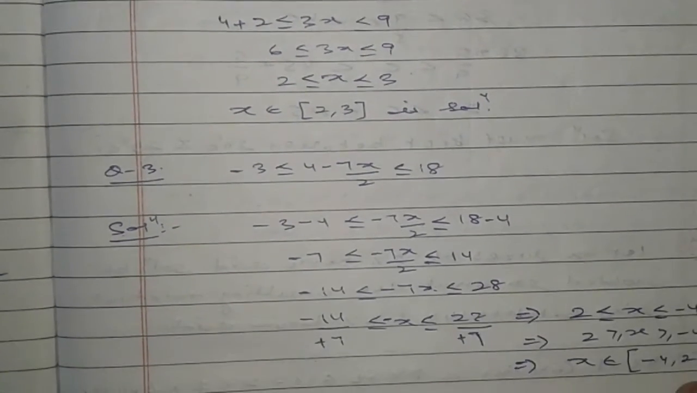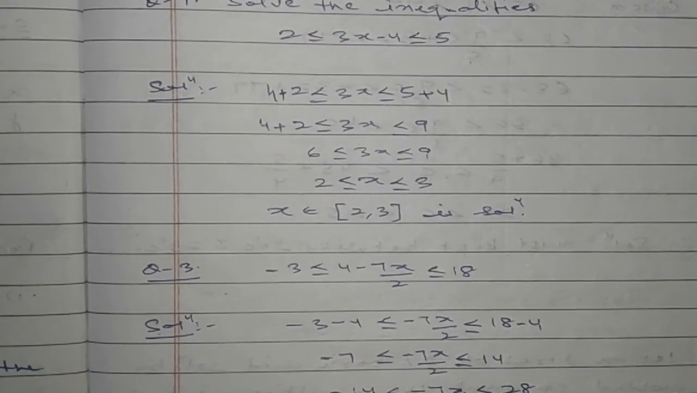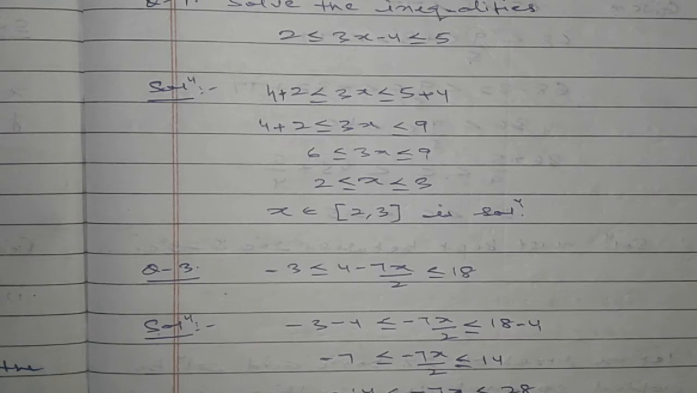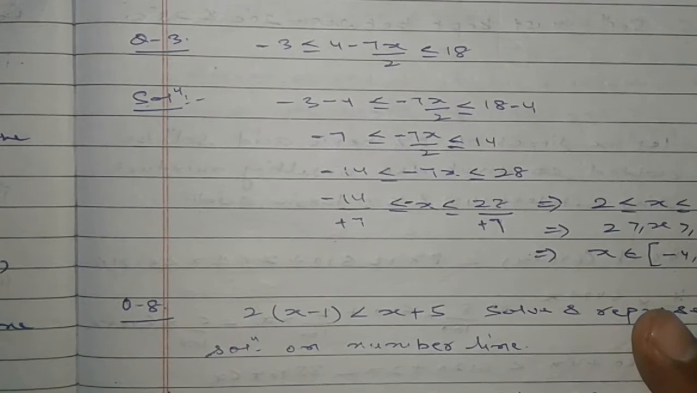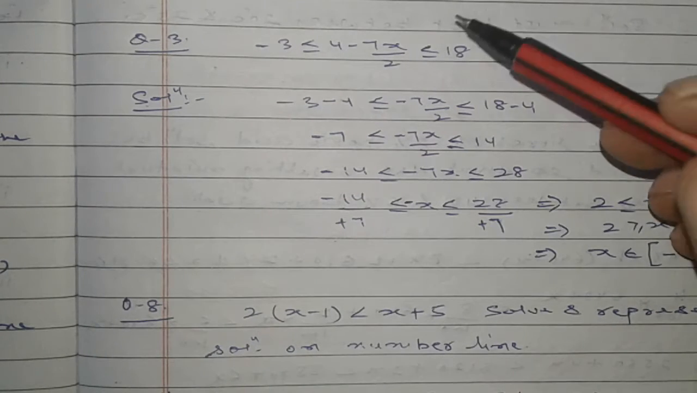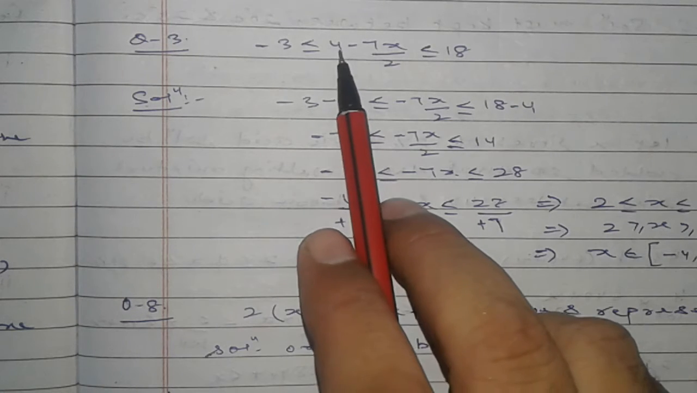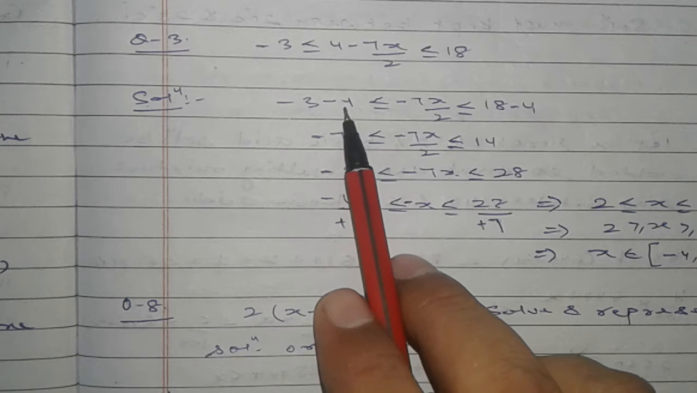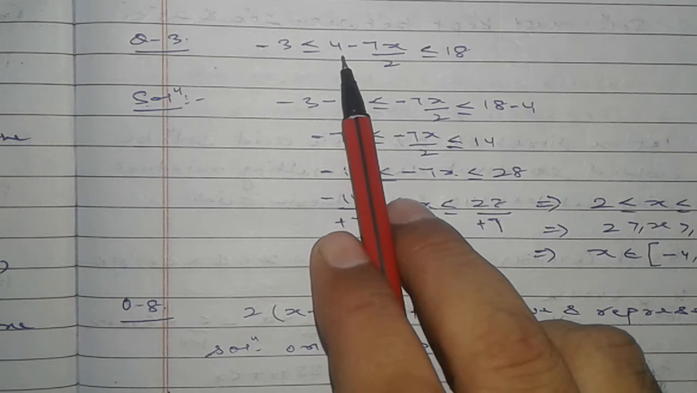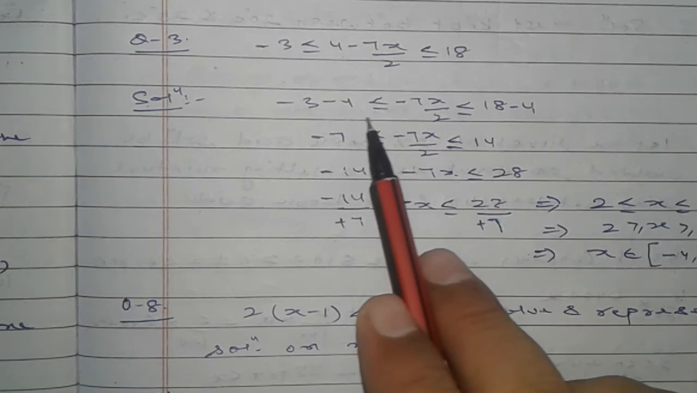Now question number second, question number third. Question number third is an inequality, same as given. Just simplify. First step is subtracting 4. 4 subtracted from here, so this cancels. 4 here, 4 subtracted here.